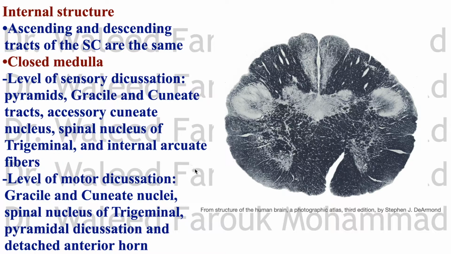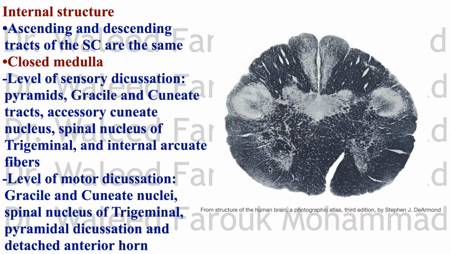At the level of motor decussation, we have the gracile nucleus and tract, cuneate nucleus and tract. Remember again, the white matter is black and the gray matter is white in this dyeing technique. Spinal nucleus of the trigeminal. This is the spinal nucleus of the trigeminal.